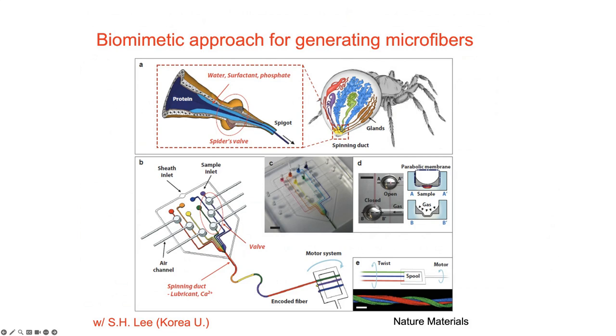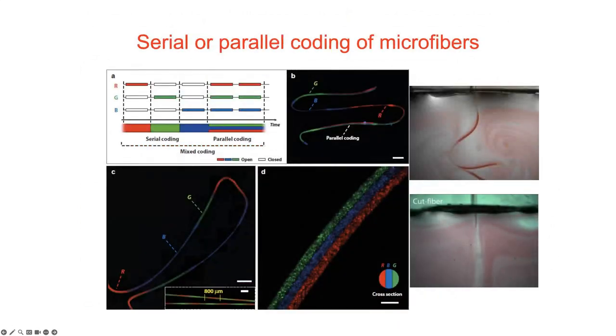Here you have a number of different inlets that have different chemical compositions. Each one of them has a programmable valve that you can open and close. And based on the combination of which valves are open, you can start creating all kinds of control over what materials come out in these systems.